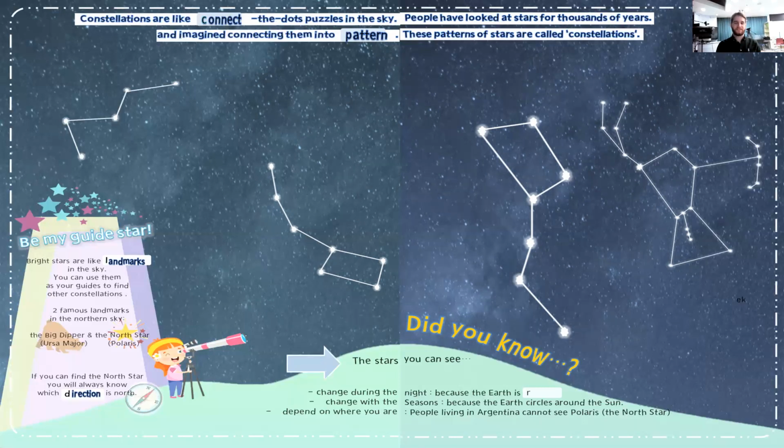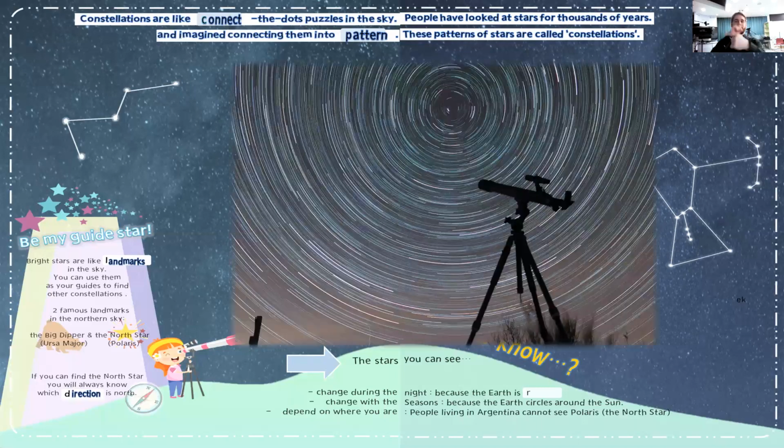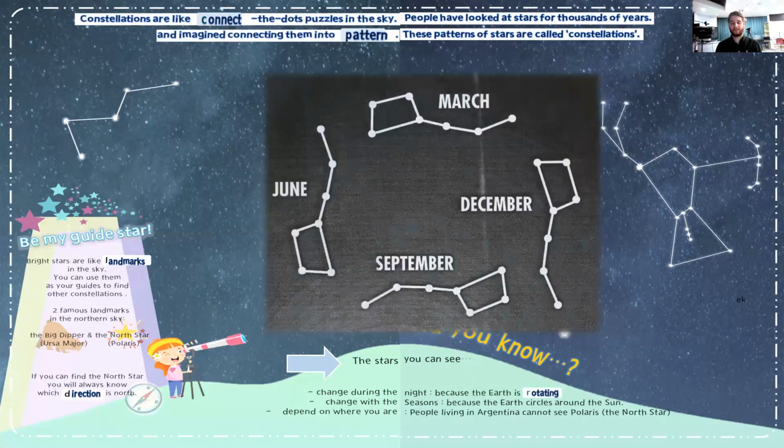Let's move on to the part at the bottom. The stars you can see, number one, change during the night because the Earth is doing which one? It is rotating. And the stars you can see change with the seasons because the Earth circles around the sun. So depending on what time of year it is, the constellations will look different.